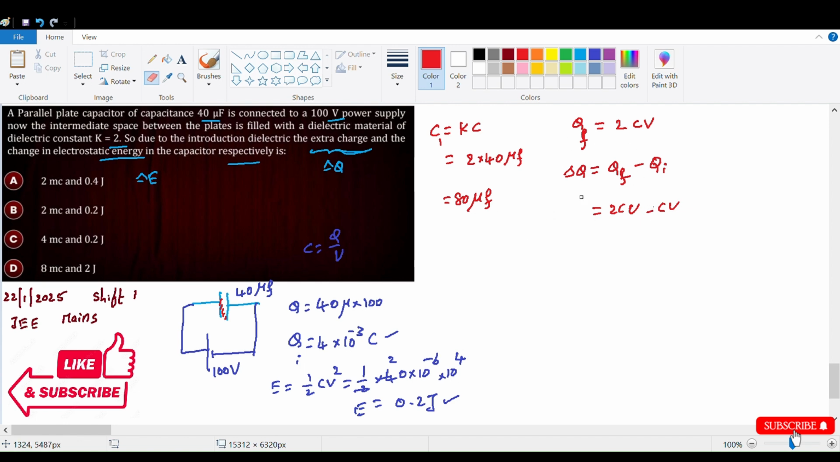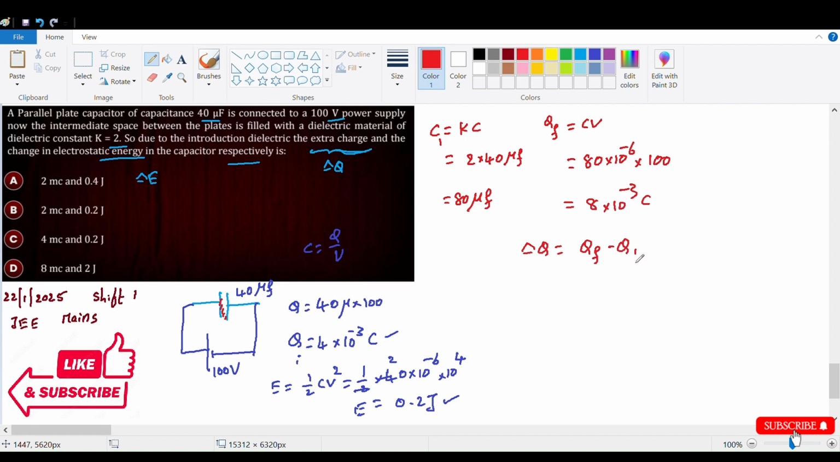Otherwise you calculate. So this is 2 times, it became 80. Let's do it. So Q final is equal to C into V. New C value is 80 micro, 80 into 10 power minus 6 into V value 100. So it becomes 8 into 10 to the power of minus 3 coulombs. So delta Q will be Q final minus Q initial: 8 into 10 power minus 3 minus 4 into 10 power minus 3. Basically you will get 4 into 10 power minus 3 coulombs, 4 milli.